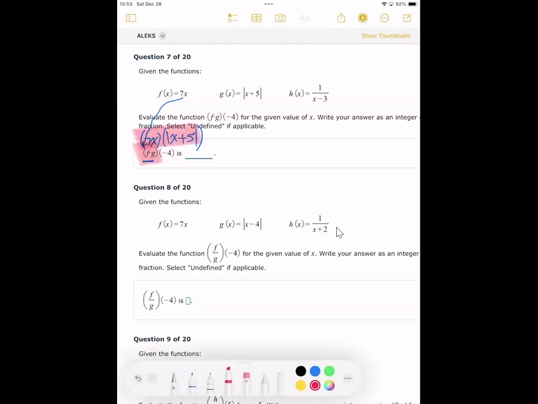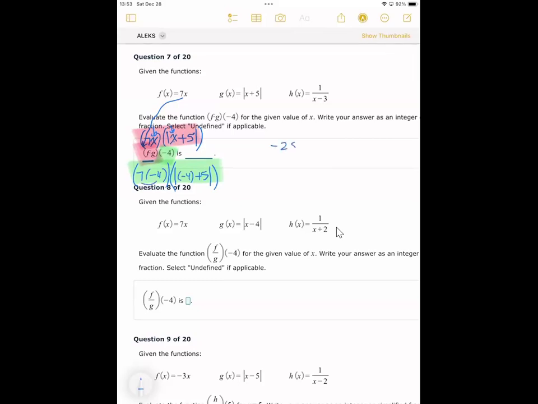Now the second part says, go ahead, substitute -4 for x's. So this is 7 times x, it becomes 7 times -4. And then I have the absolute value. I could put these parentheses, but in this case, I really don't need them. And instead of x, I put -4 plus 5. So you change this x and this x to -4. So what is 7 times -4? It is -28.